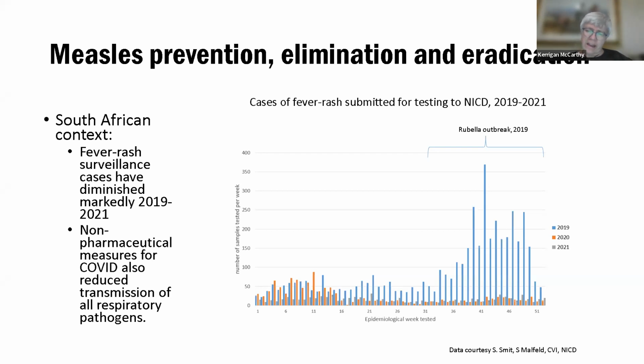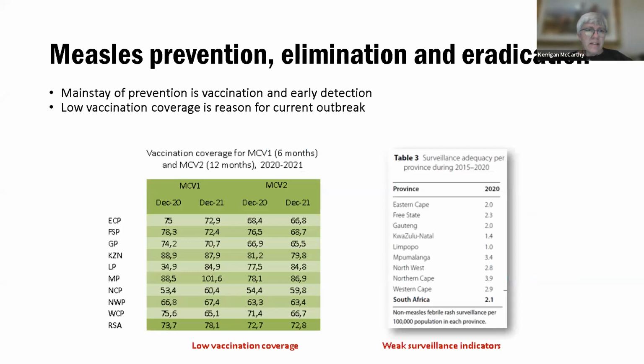And this was both good and bad. It meant that during those times, we did not see any cases of measles virus, but it also led to the creation of an immunity gap for both measles and rubella. The mainstay of measles prevention and elimination is vaccination and early detection. And if we have low vaccination coverage, as is seen here for all the provinces of South Africa over the year 2020 to 2021, we sow the seeds of an outbreak in subsequent years.